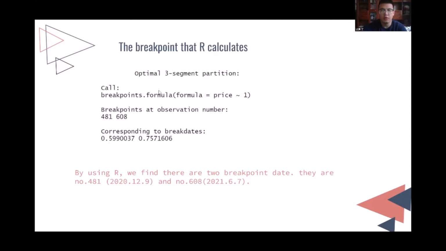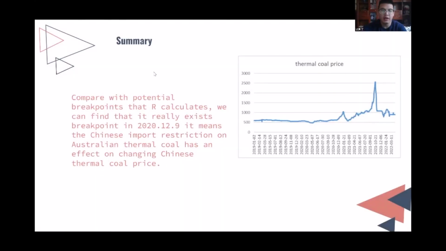After that, we will find the exact date when the breakpoint happens. By using R code, we found there are 2 breakpoint dates. They are the 481st data point and the 608th data point, and this is the date respectively. Finally, comparing with the potential breakpoints that were calculated, we found that a breakpoint really exists on 2020 December 9th. It means the Chinese import restriction on Australian thermal coal has an effect on changing the Chinese thermal coal price.